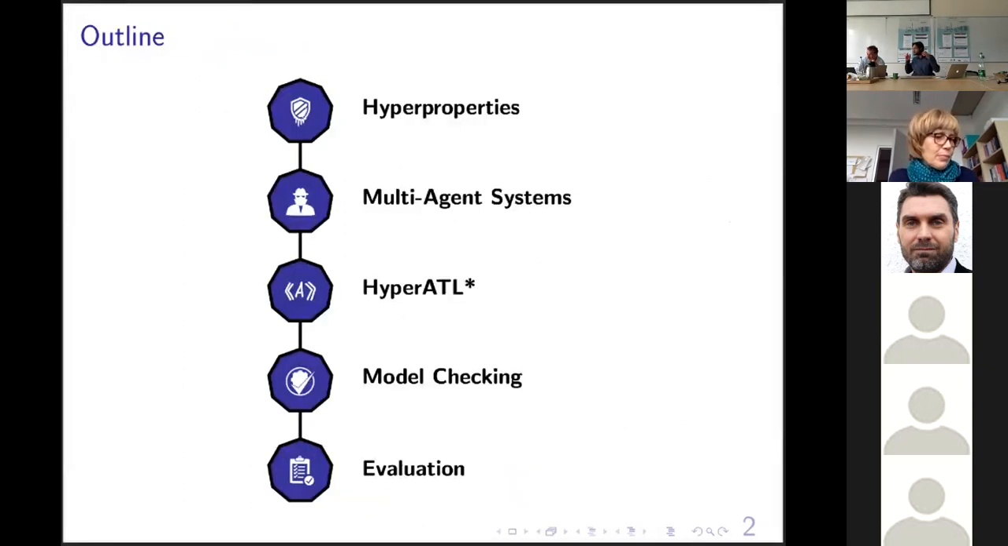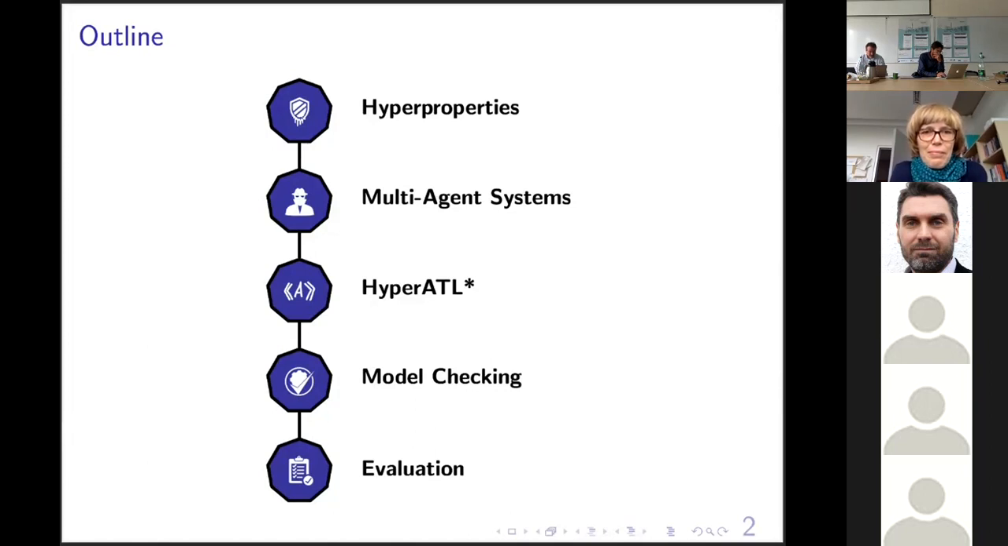Okay, so what's the outline of this talk? Well, I begin by introducing you to hyperproperties and an existing logic to specify such hyperproperties. I will then talk about multi-agent systems and the existing logic alternating time temporal logic. I will introduce our new logic hyper-ATL star. We will talk about model checking in both lower and upper bounds on this problem. And last but not least, we have evaluated a prototype model checker for a fragment of our logic.